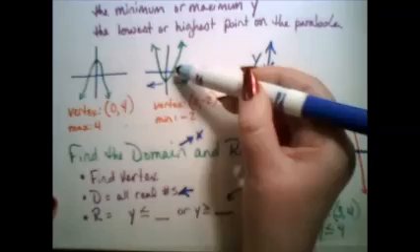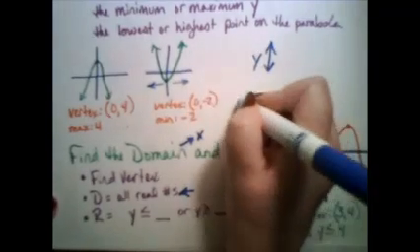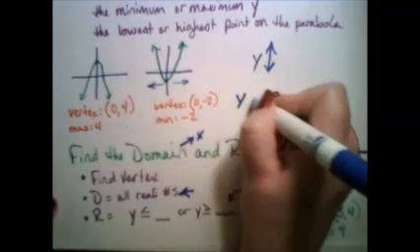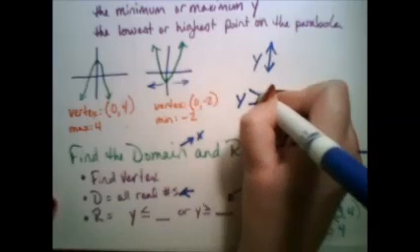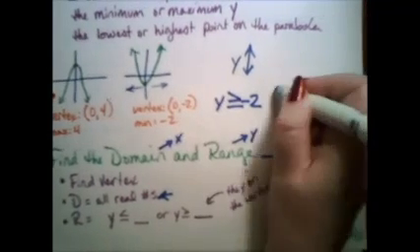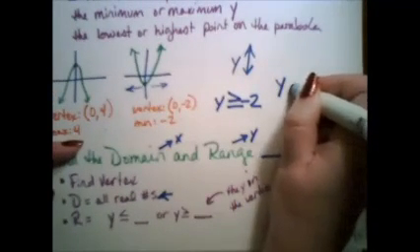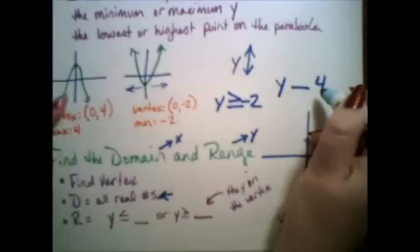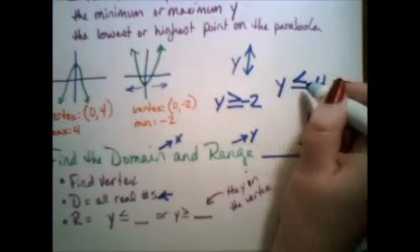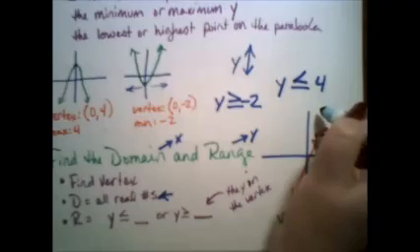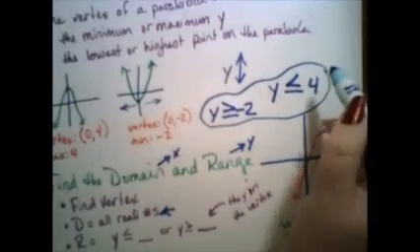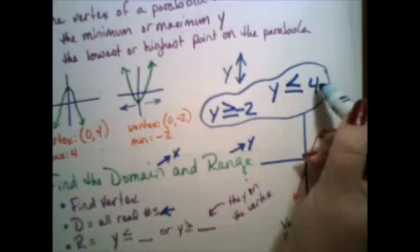For this parabola, the range is going to be y is equal to negative 2, or it's going to be bigger than negative 2, because that's our minimum. Here, our y is going to be equal to 4, or it's going to be smaller than 4. So we want the small side on the y, smaller than 4. So our range is always going to look like an inequality problem.